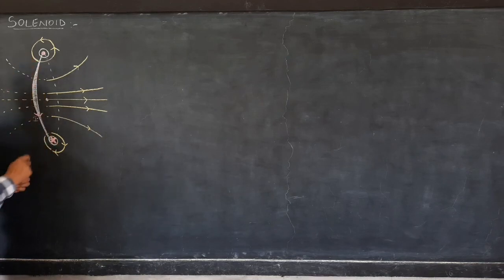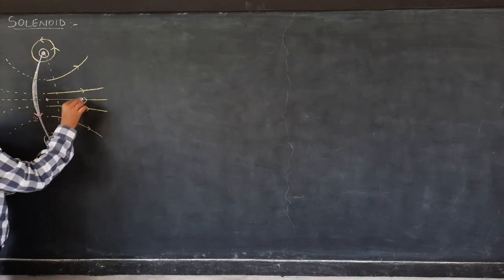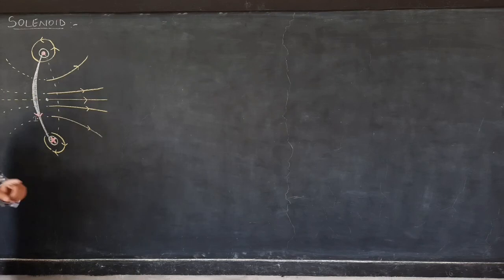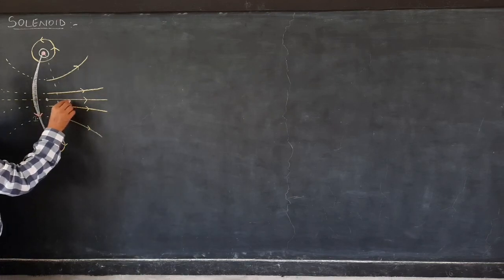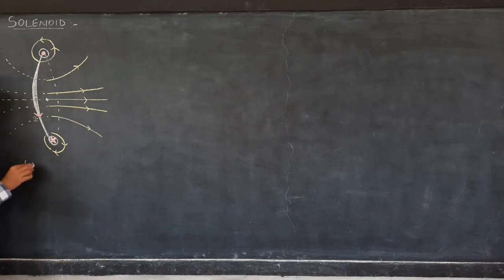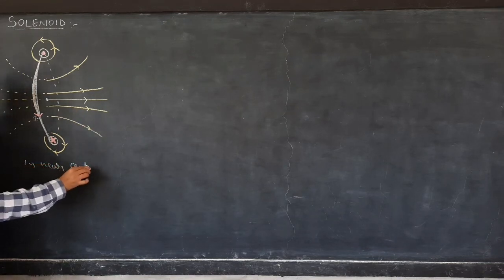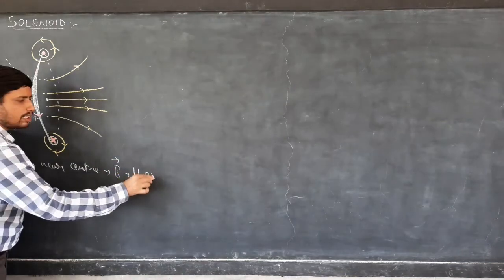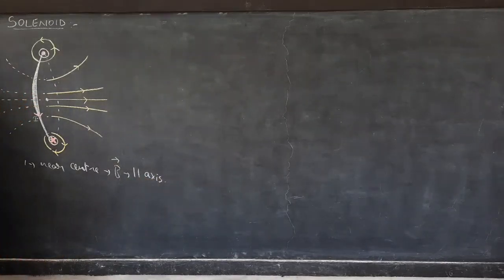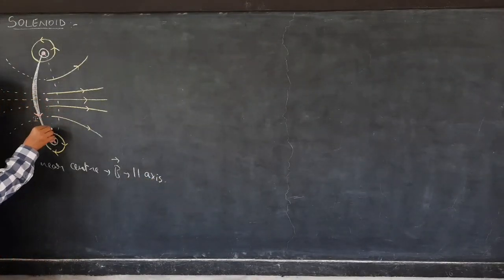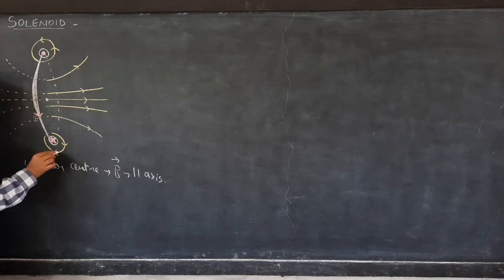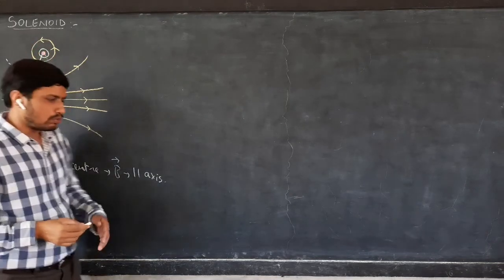If we change the direction of current, then the direction of this magnetic field will also reverse. ये उल्टा हो जाएगा. But they are almost parallel to the axis. Observation number 1: near the center, the magnetic field vectors are parallel to the axis of the coil. And as you move away from the center, the magnetic field lines get more and more curved. You can see here magnetic field lines are almost like a circle at the periphery.